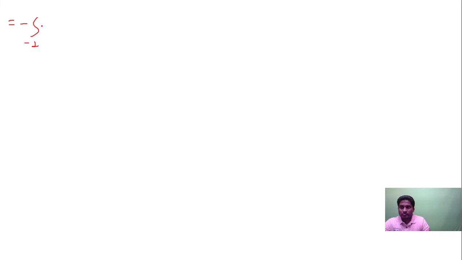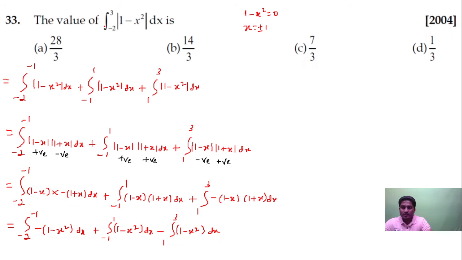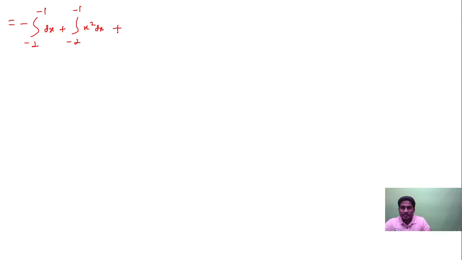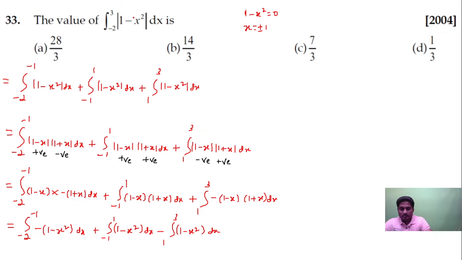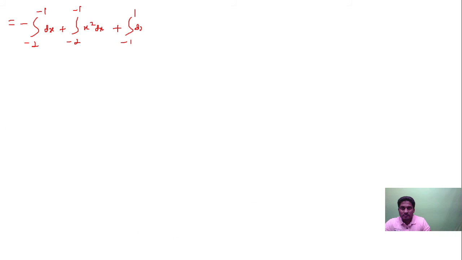Minus integration from minus 2 to minus 1, this is dx, minus and minus is plus, integration from minus 2 to minus 1 of x square dx, and then plus integration from minus 1 to plus 1 of dx, minus integration from minus 1 to plus 1 of x square dx. Okay, 1 to 3, dx, minus and minus is plus, and then you get the integration from 1 to 3 of x square dx.